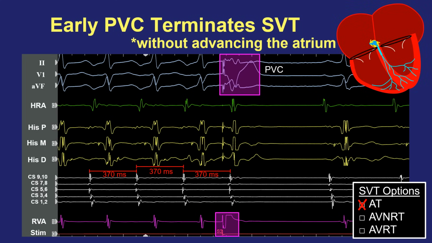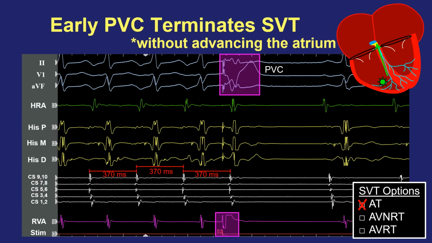Here is AV-nRT, a picture of that. Could a PVC terminate AV-nRT without pre-exciting the atrium? The answer is yes. What would that look like? Here you're pacing in the ventricle. You could get up into the AV node part way and make that part of the AV node refractory without actually getting all the way up to the atrium, and that could be enough to disrupt the circuit. So you actually can terminate AV-nRT with the PVC without getting back up to the A.